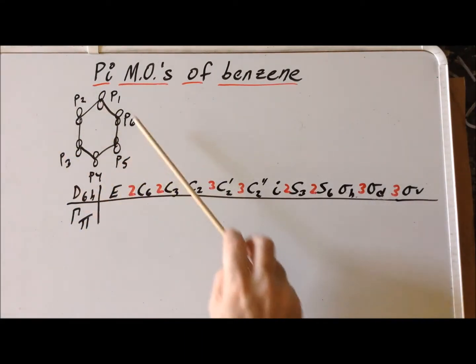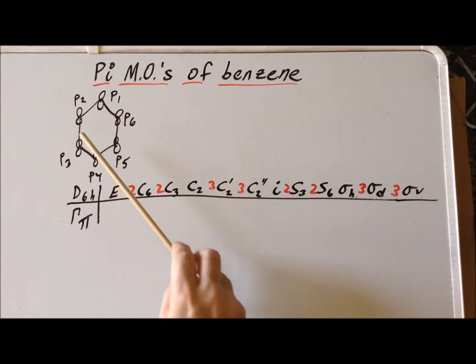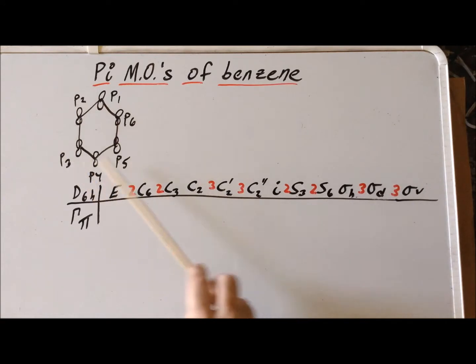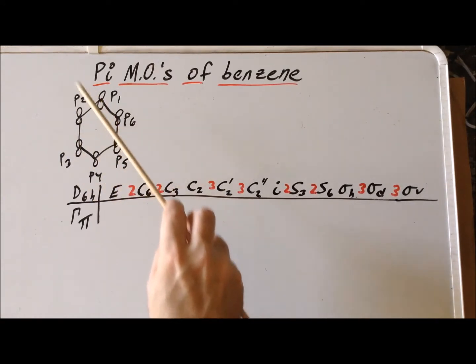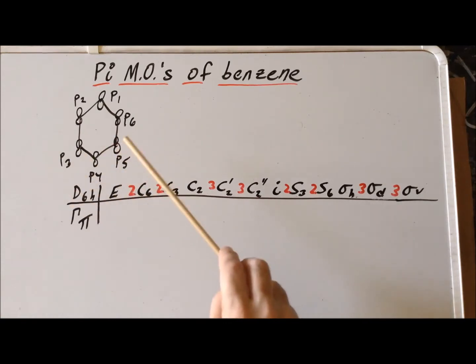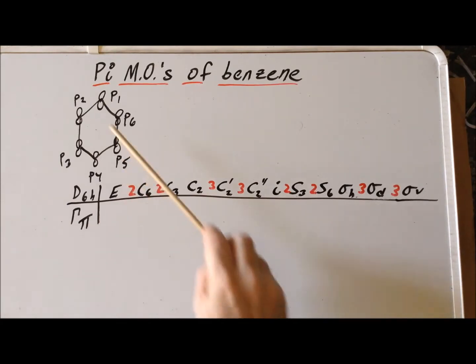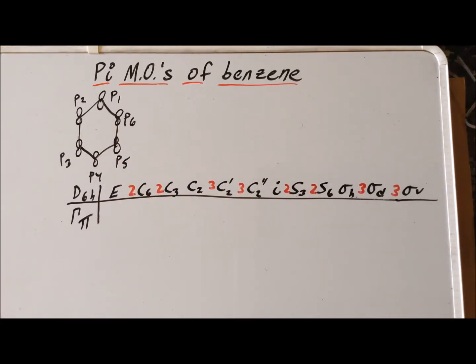We imagine that the plane of the benzene ring is the xy plane, and that these labeled p orbitals are perpendicular to that plane, and they're the pz's. We've taken the liberty of labeling them from p1 through to p6. We also recognize that the molecule benzene belongs to the point group D₆h, which has 24 symmetry operations.